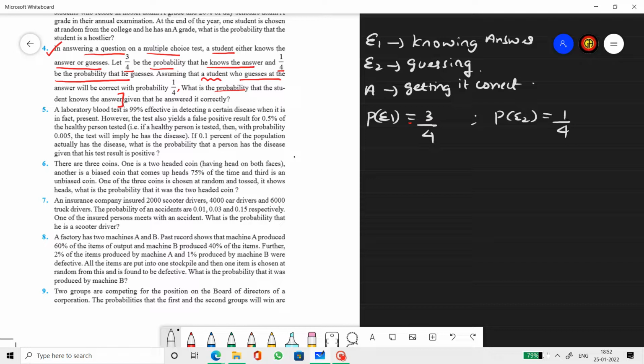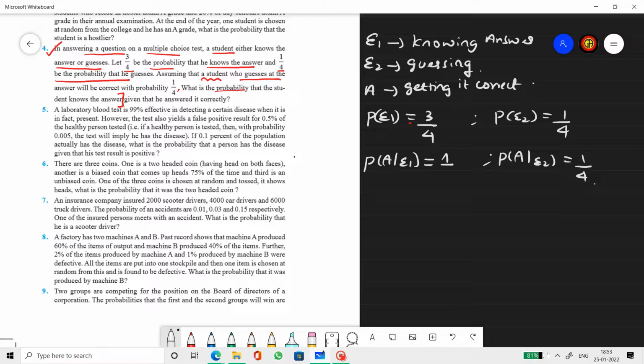guessing. P of A given E1 will be knowing and getting it right. Well, there is no data about that. But if he knows, then he is right only. The answer has to be right. Do not think in any other way. So if he knows, he is right. So probability will be 1 here. And guessing and getting it right is 1 by 4.